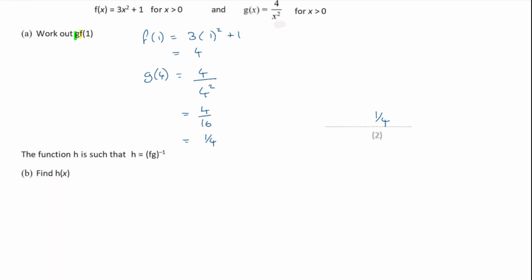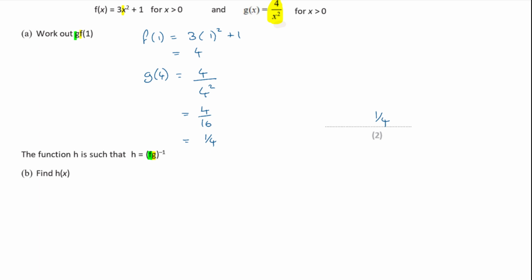Right, for part B, we're told that the function h is such that h equals f of g to the minus 1. And then we want to find h of x. Okay, so again, working backwards, this means take the function g and sub it inside of f. Okay, so h is going to be this function here, the 4 over x squared, written where the x appears there in f of x.